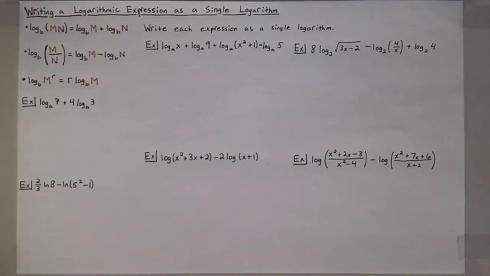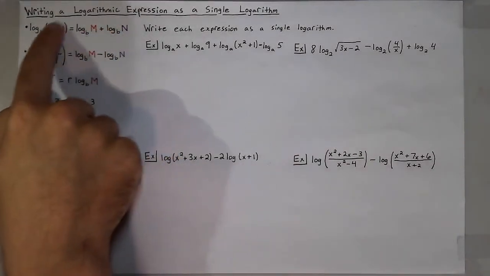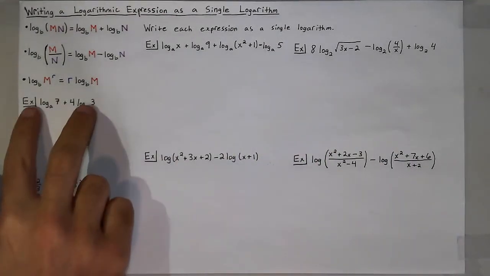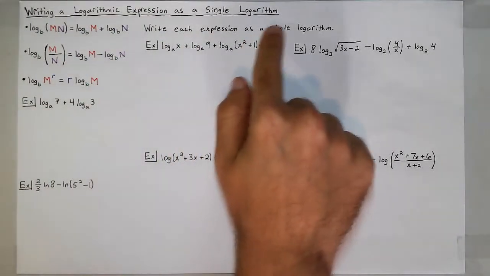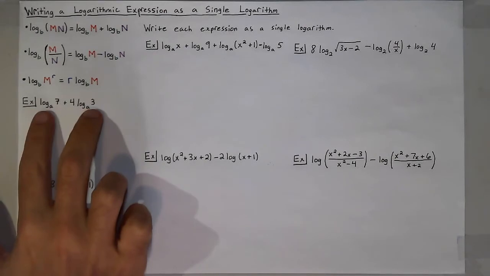In this video, we're going to learn how to write a logarithmic expression as a single logarithm. In the top left corner, I put those 6 important logarithmic properties that we're going to use for the duration of this lesson. So we're going to start with this example, which we're going to write the expression as a single logarithm. So we see we have 2 logarithms.